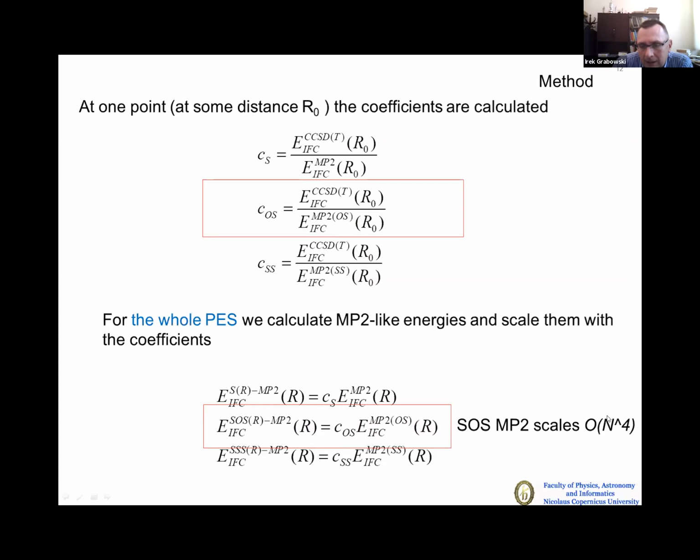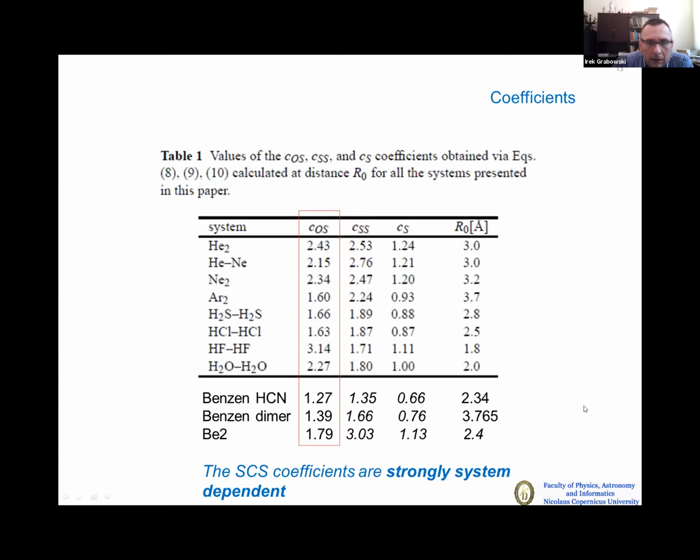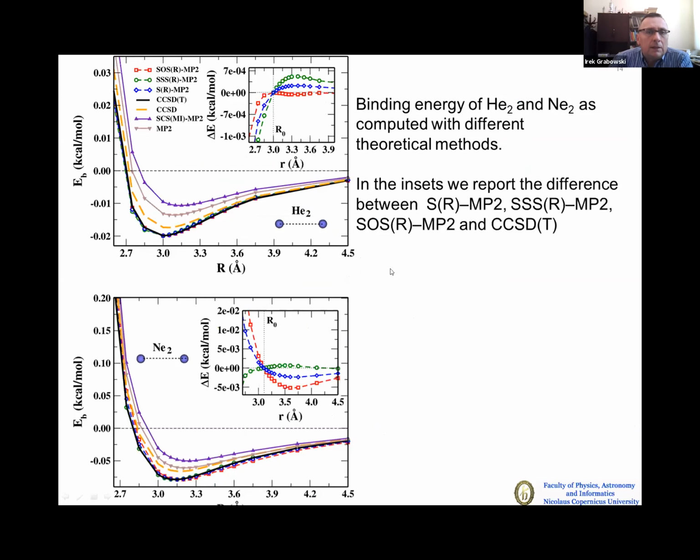So it scales like n to the fourth. As you can see, we checked the method for a few systems and the coefficients are really system dependent. Some of them are bigger than 3 and some are like 1.2. So how does the method work for this? There are some binding energies for the standard systems, helium to neon, and the curves are similar for all the systems.